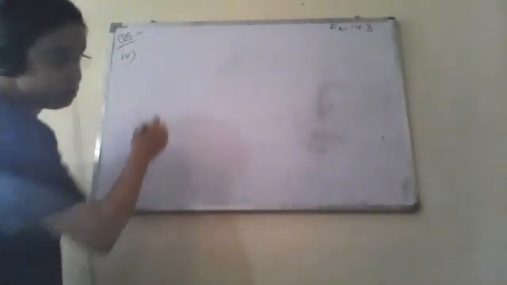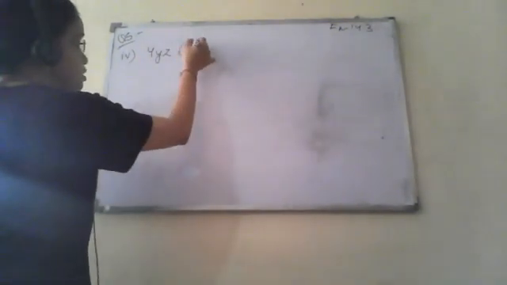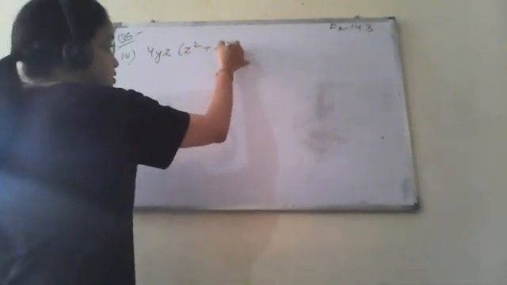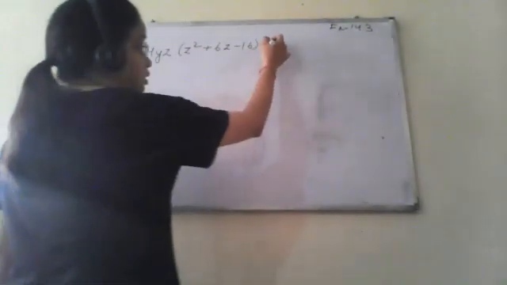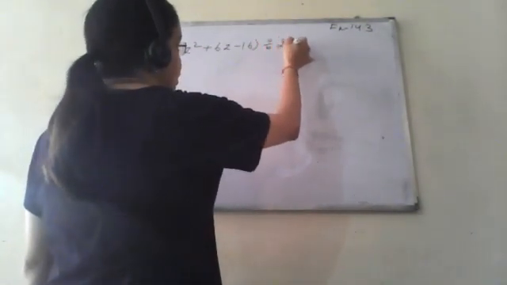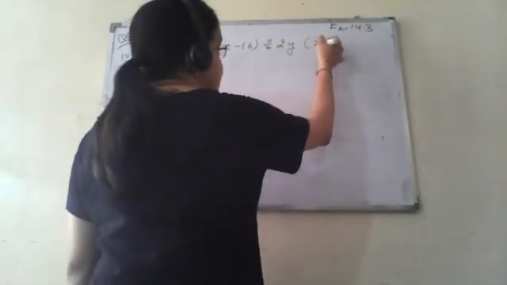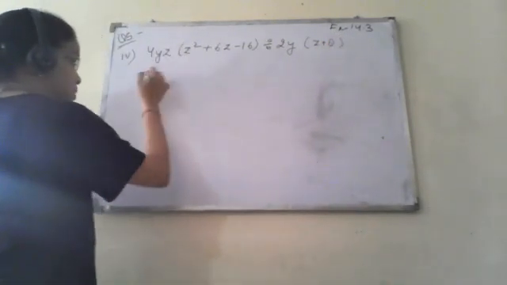In the fourth part we have 4yz into z square plus 6z minus 16, divided by 2y into z plus 8. So again we have to solve this expression.